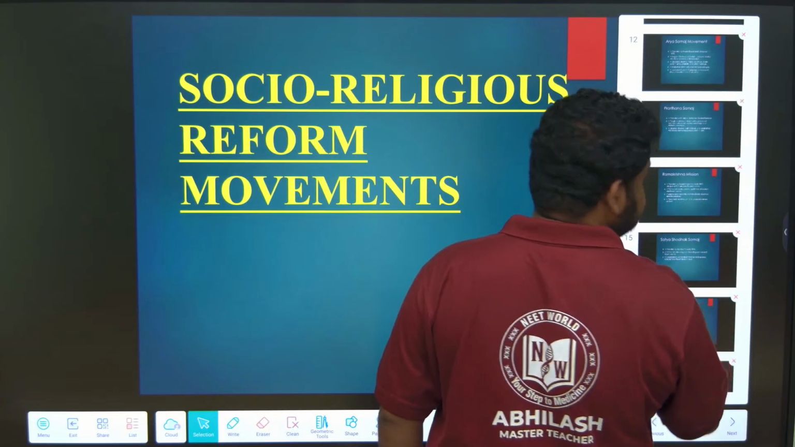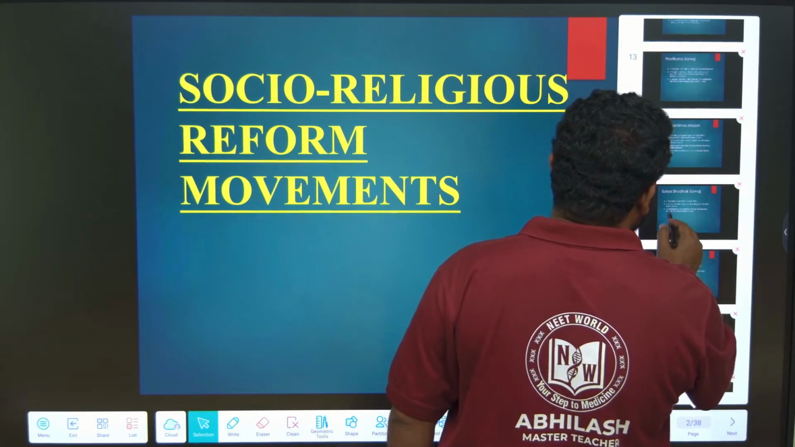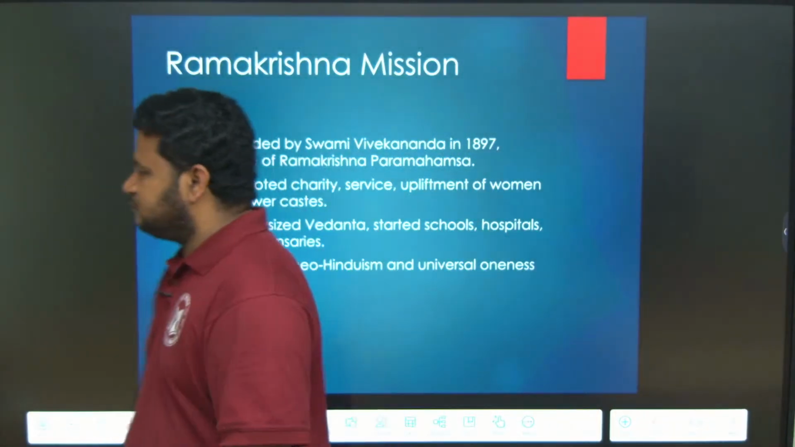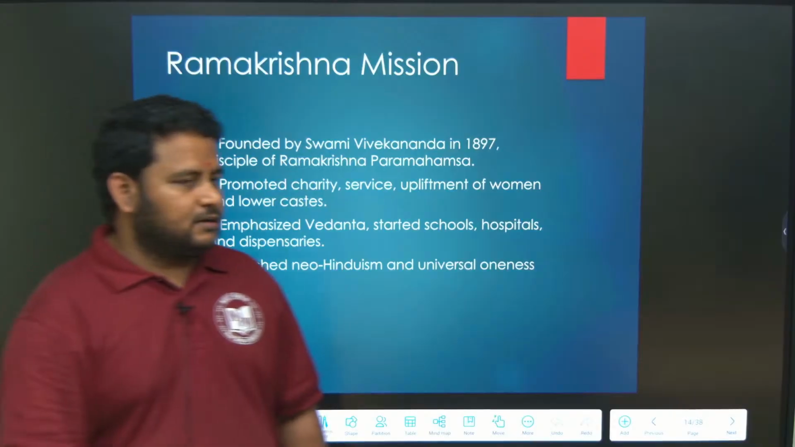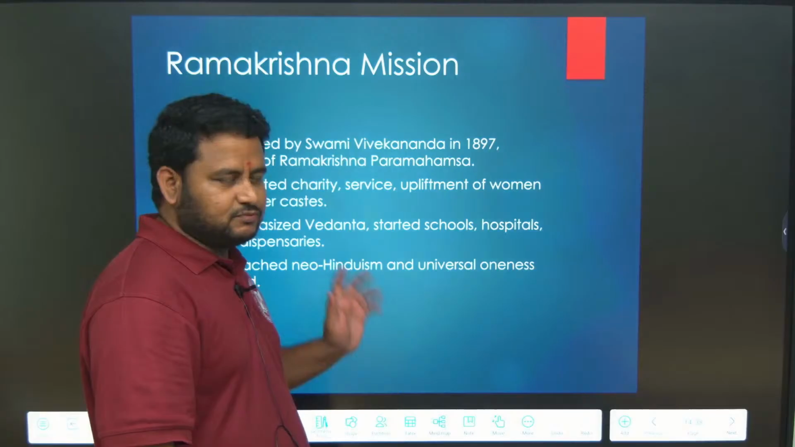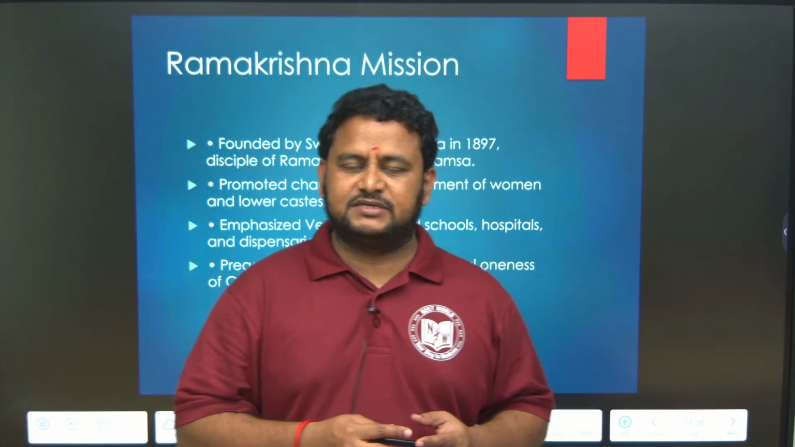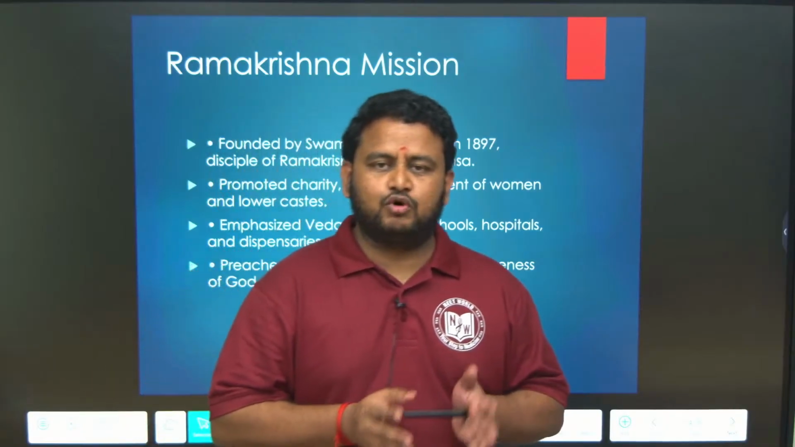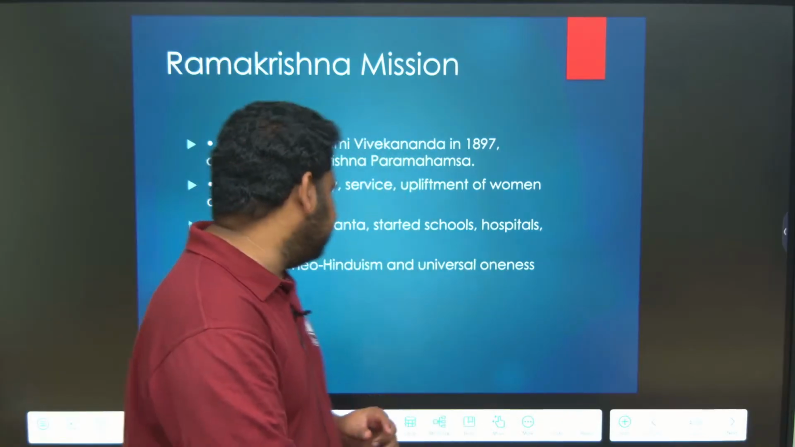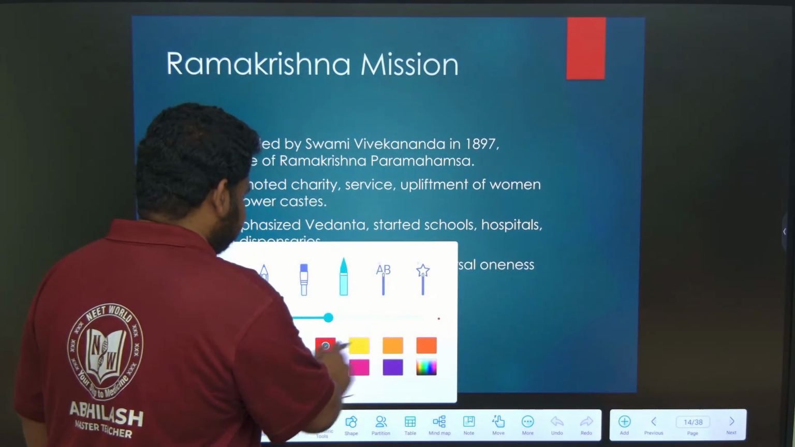Atmaram Panduranga is the one who founded Prarthana Samaj along with MG Ranade. Then Ramakrishna Mission, Satya Shodhak Samaj, and from here we have to do Satya Shodhak Samaj. Ramakrishna Mission, which we did in the previous class, was founded by Swami Vivekananda on the principles of Ramakrishna Paramahansa, and it is a reform movement. Arya Samaj was founded by Swami Dayananda Saraswati, giving the slogan 'go back to Vedas', so it is a revivalist movement, but Ramakrishna Mission is based on Vedanta philosophy.